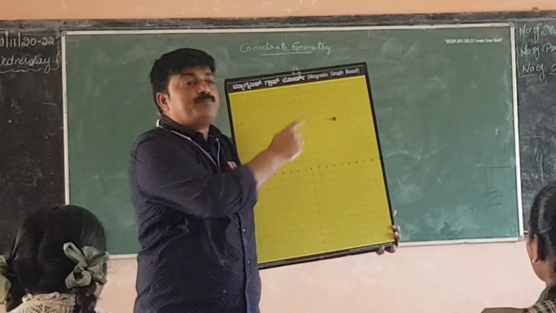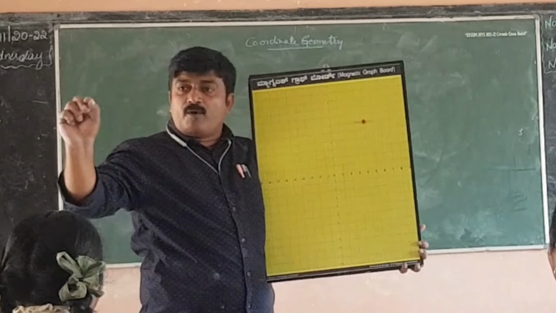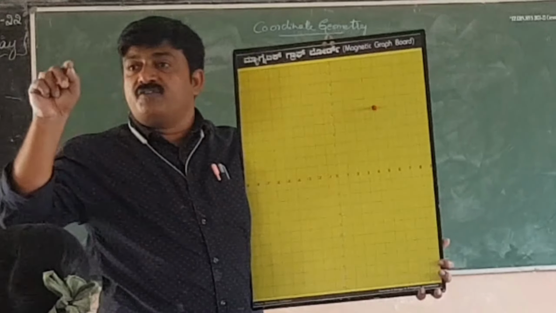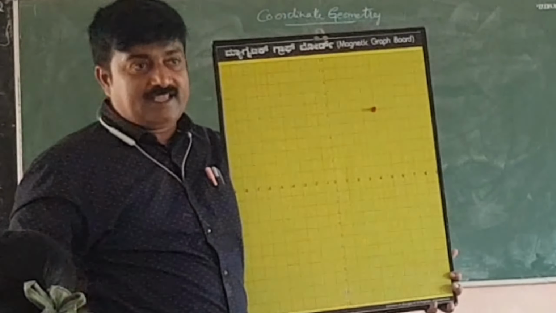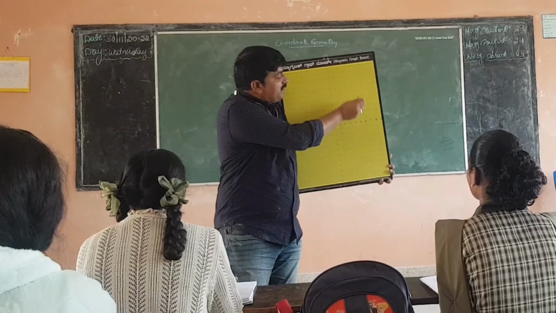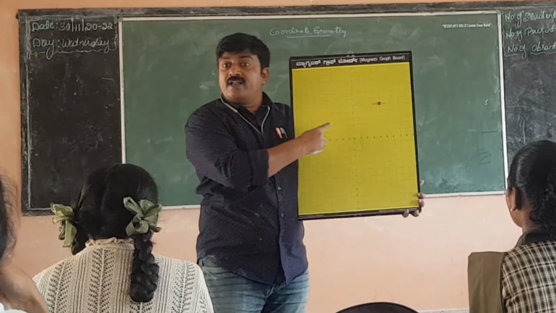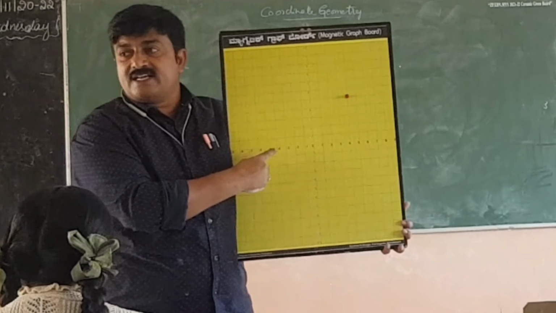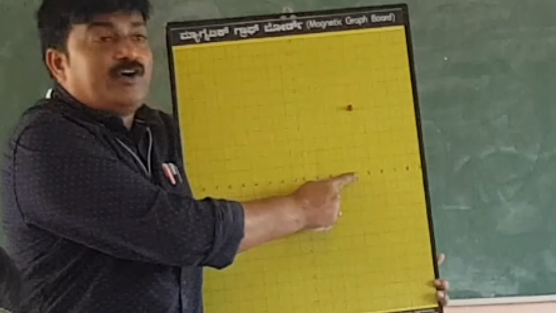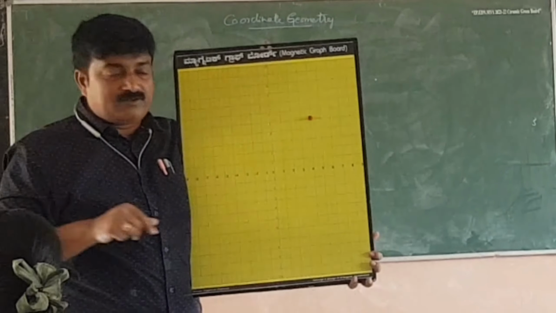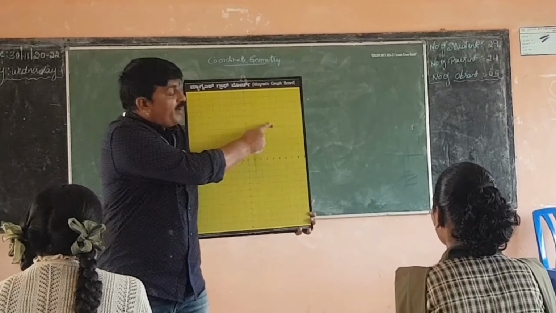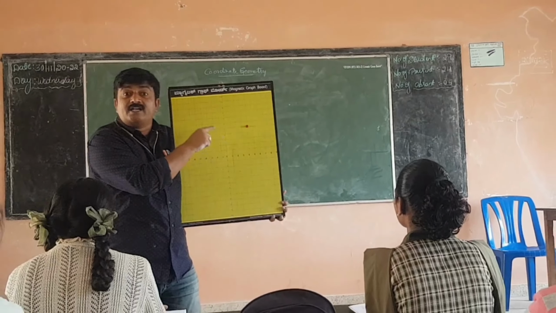So, let this point be P, and the coordinates are written as P of x, y. For example, you locate the point and read the coordinates. X is 1, 2, 3, 4. Therefore, the x value is 4. The y value is 1, 2, 3, 4, 5. Therefore, what is the coordinate of the point?